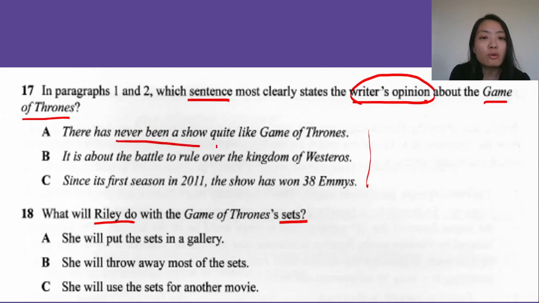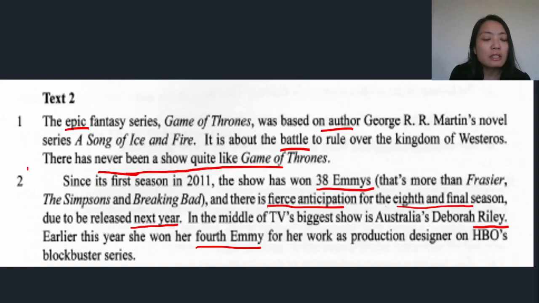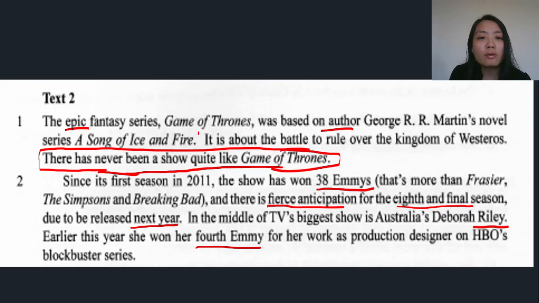Is it there has never been quite a show, or is the opinion it's a battle to rule, or is the opinion saying that it's the first season? Which one sounds more like the opinion of this series? Earlier, that one, there has never been quite a show. That one was here. Then that one, it's about a battle to rule over the kingdom. And then the other one, based on the series, since its first season, the show has won 38 Emmys.